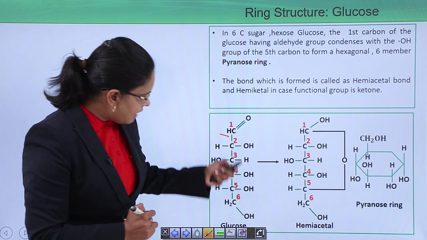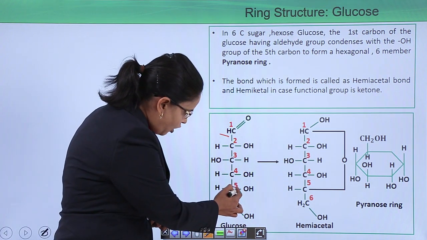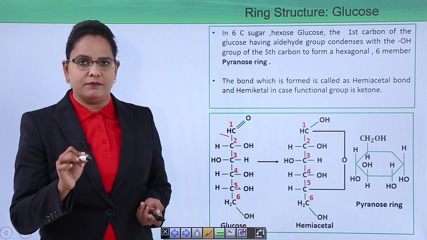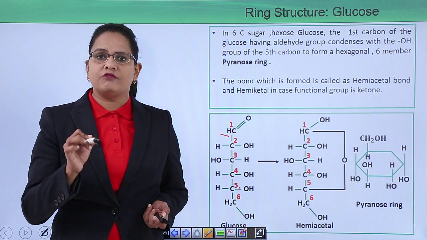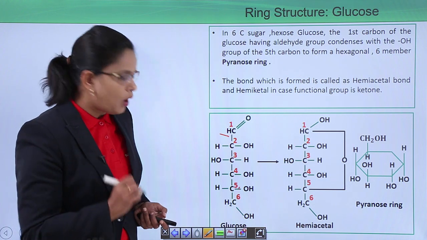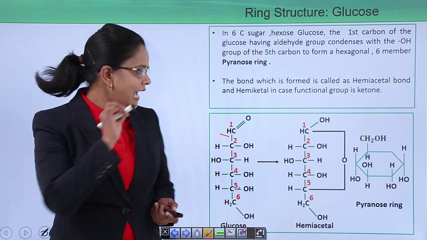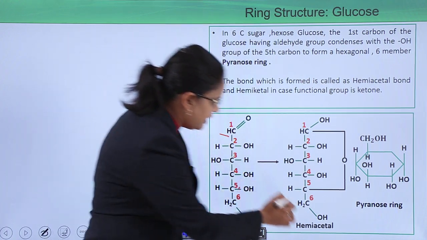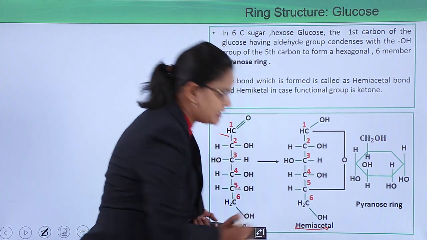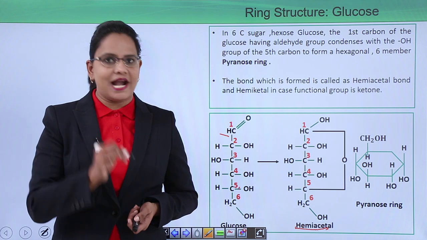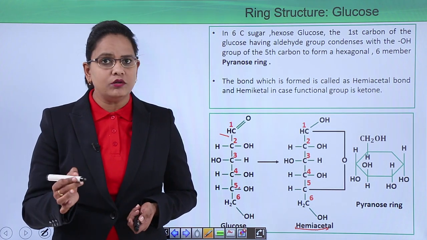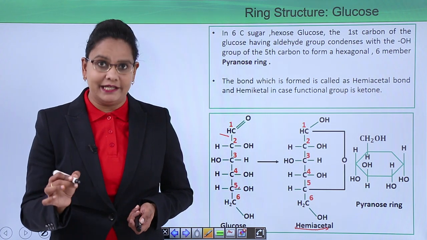Now, it comes together and bonds with the OH present at the 5th carbon because of the flexibility of the backbone. So, a bond is formed between the aldehydic group and the hydroxyl group. This bond is known as hemiacetal bond, since the group is aldehydic. Now, if the group is ketone, then the bond will be called hemiketal bond.